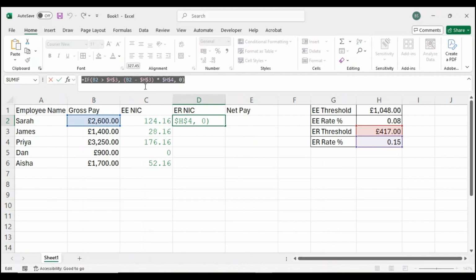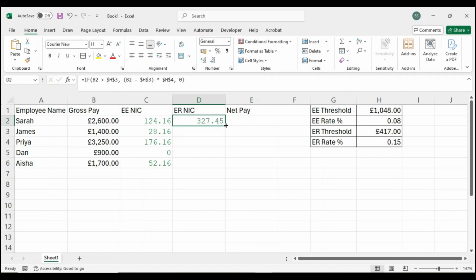Employer NIC is 15% on all pay above £417. This is a business cost, not a deduction.